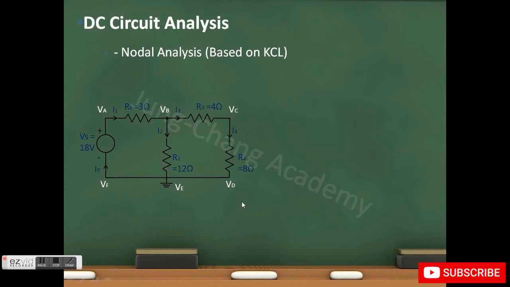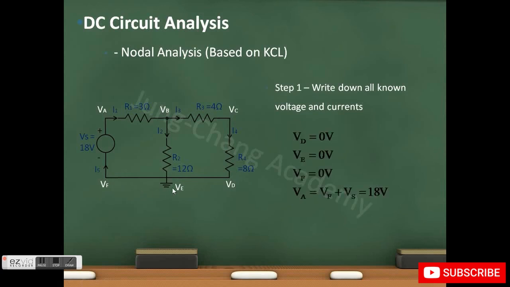To use nodal analysis, you first need to write down all the voltages and currents that you already know. So in this case, we know VD, VE, and VF are 0 volt because they are connected to a ground, which is always 0 volt, and VA equals VF plus VS, which is 18 volt.